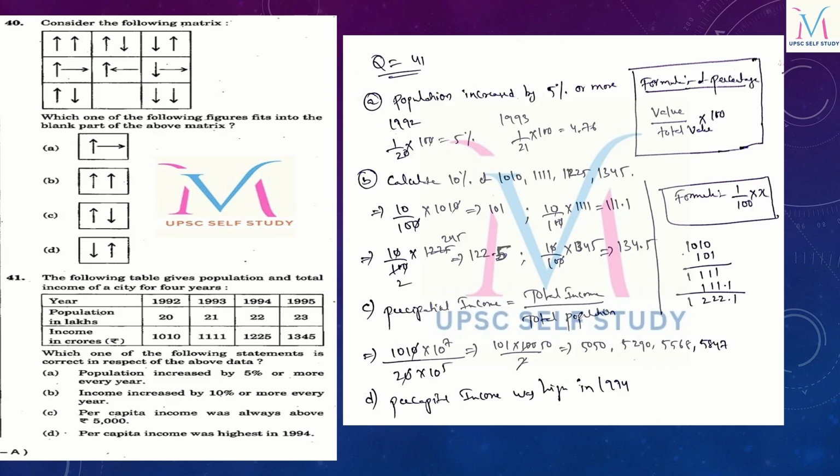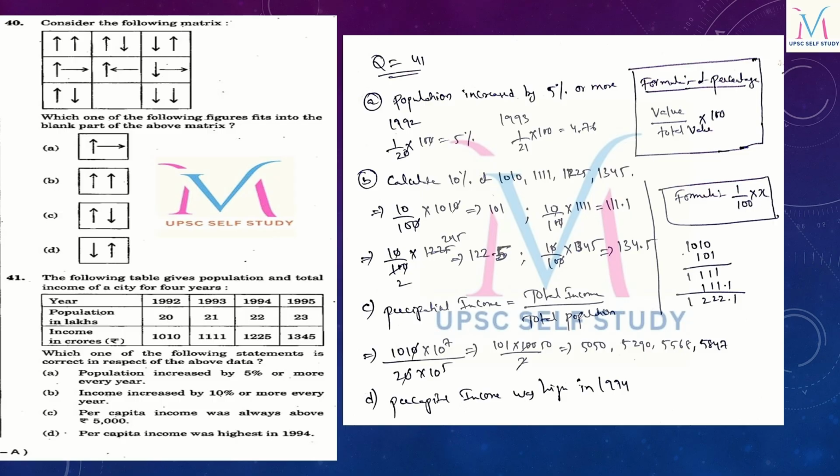And then we get 5050. So with this simplification we get 5050 for the year 1992. And the same calculation I have done for 93, 94 and 95. Which means, for 93, 1111 into 10 power 7 by 21 into 10 power 5. So if we calculate this, we get 5290.